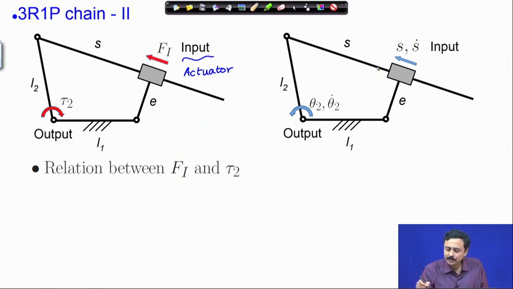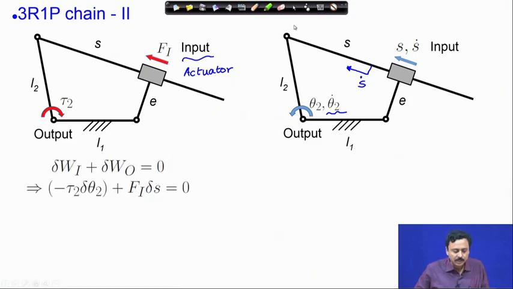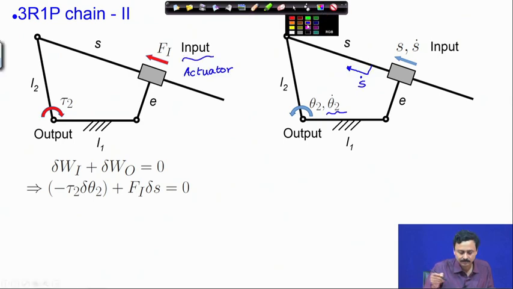so at the input, because of the actuator force, we considered that this link moves out at a rate s dot. So, that is the expansion rate of the actuator, and theta 2 dot, which is the rotation of this link, is counterclockwise. So, the principle of virtual work states that the net work must vanish.